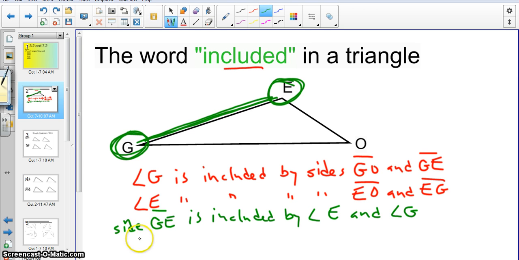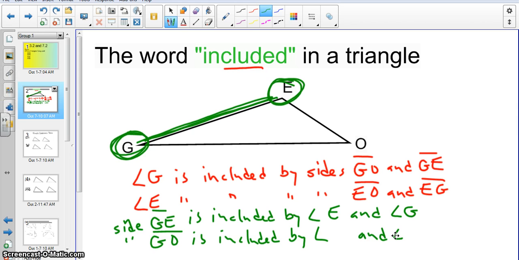So if I'm referring to side GO, it is included by what two angles? Go ahead and fill that in. What two angles would side GO be included by? And if you said angle G and angle O, you would be correct.